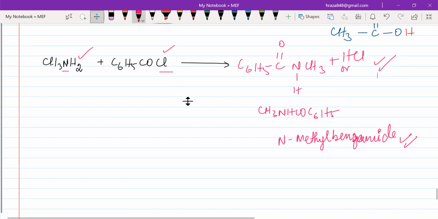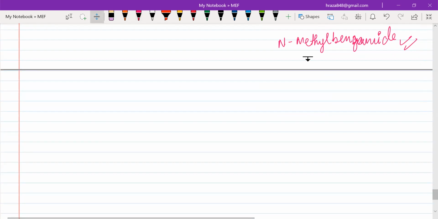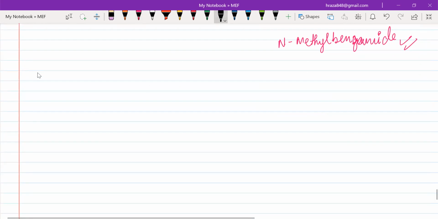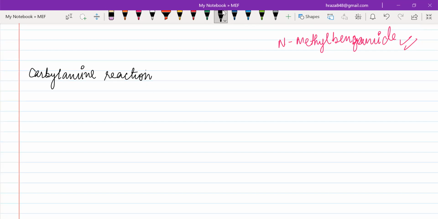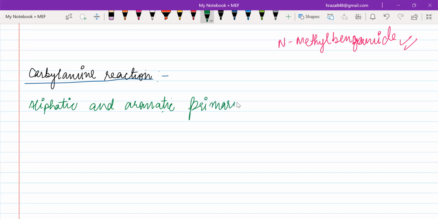Now, the next reaction is the carbylamine reaction. So basically, this is also a test to distinguish between primary, secondary, and tertiary amine. So if you have, write with me, aliphatic and aromatic primary amine, this is important. Primary amines.